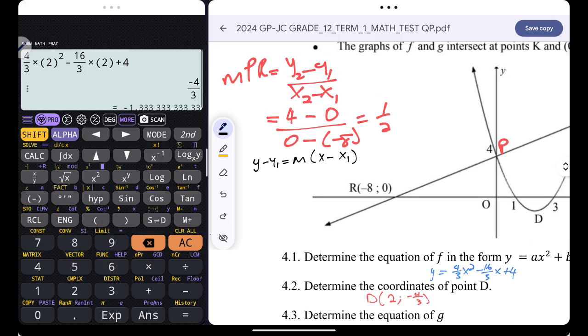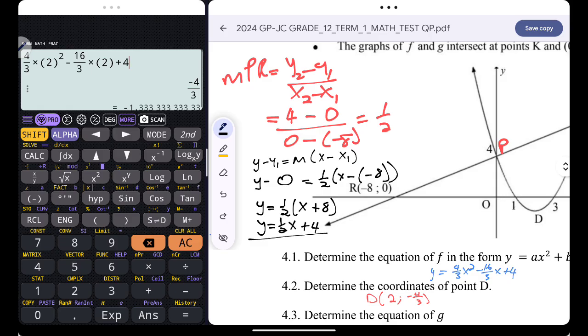So I'll just substitute. I'll take any point. I can take this one. I'll have y minus, no, I made a mistake here, né? y1 is 0, but x1 is negative 8. So I'll simply have y is equal to 1 over 2, and inside the brackets, I'll have x plus 8. This will give me 1 over 2 x plus 4 whenever I multiply the inside by the half.